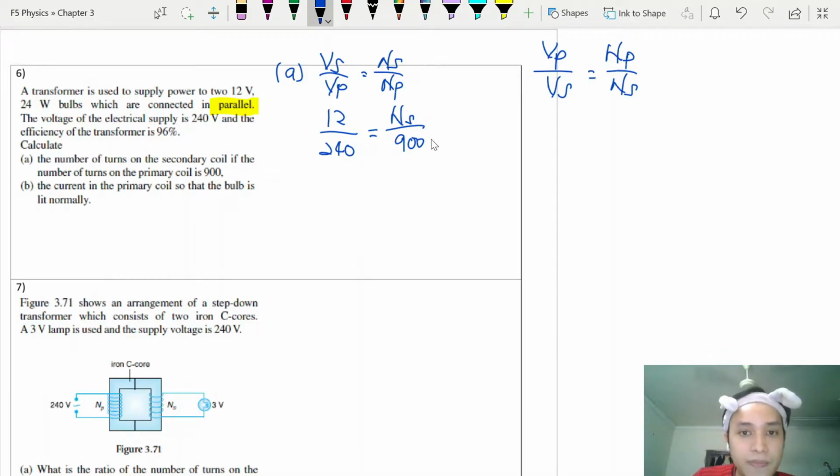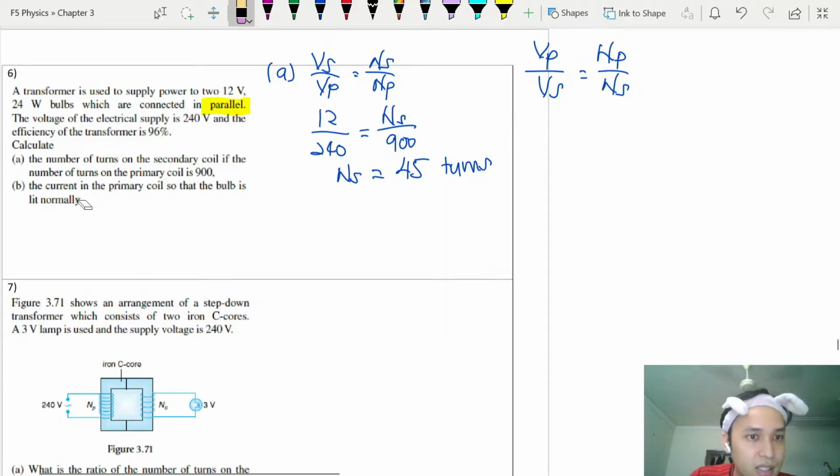Alright, so the number of my secondary coil turns here will be 12 times 900 divided by 240, which is 45 turns.